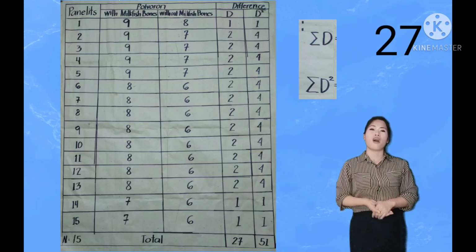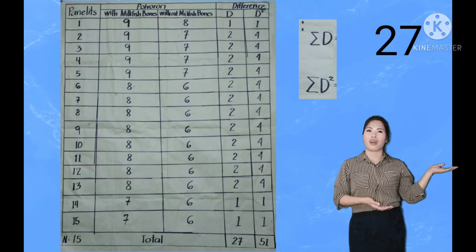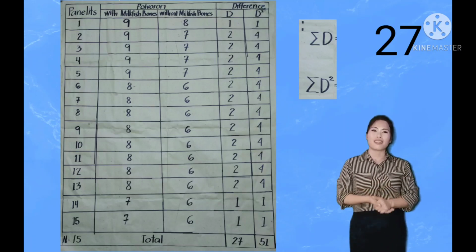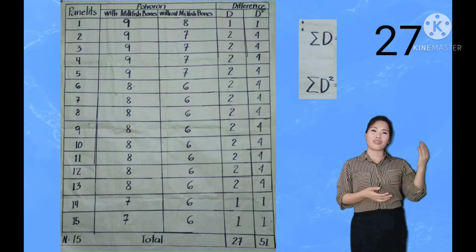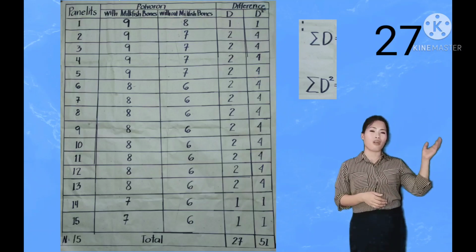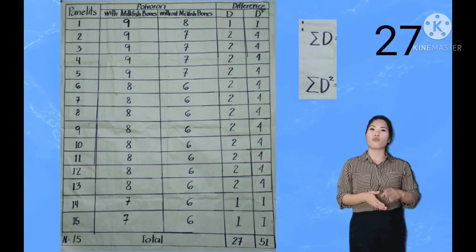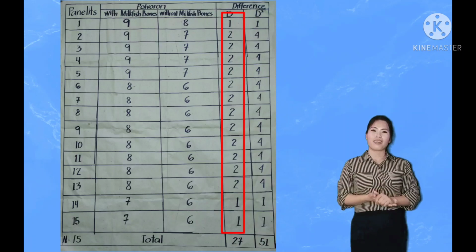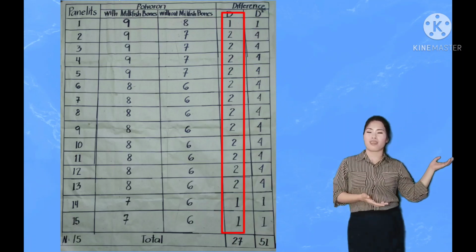So now, after we have added this all together, what is the next step that we're going to do? According to the steps, we need to multiply the D column by itself. So therefore, we need to multiply each number, or each difference here, by itself.